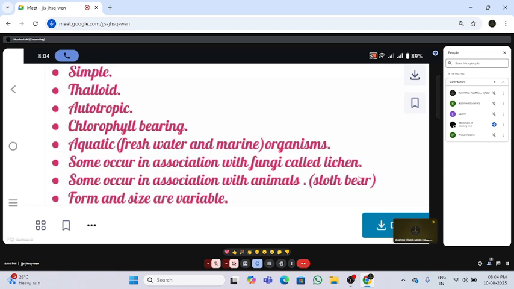These are the main autotrophs on the planet. They carry out nearly 90% of global photosynthesis. Majority of algae are distributed in aquatic habitats, and only a few are on land. They have chlorophyll, which is why they can make their own food. They live in fresh water and marine habitats. Some are associated with fungi, forming lichen, and some with animals, for example the sloth bear.